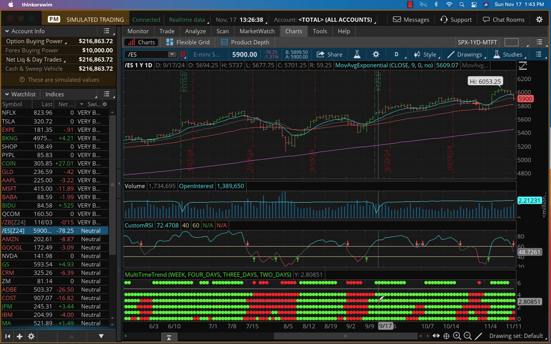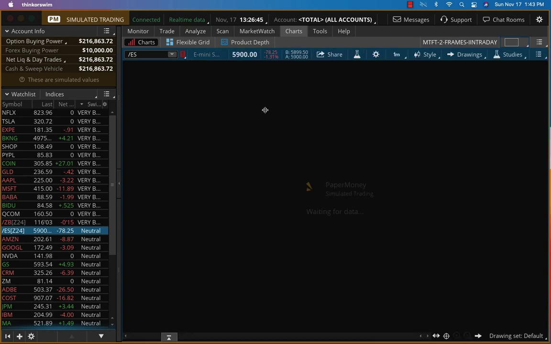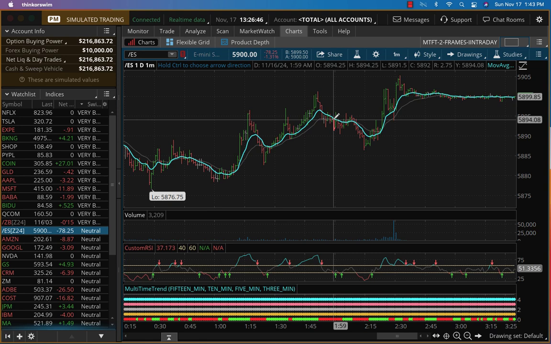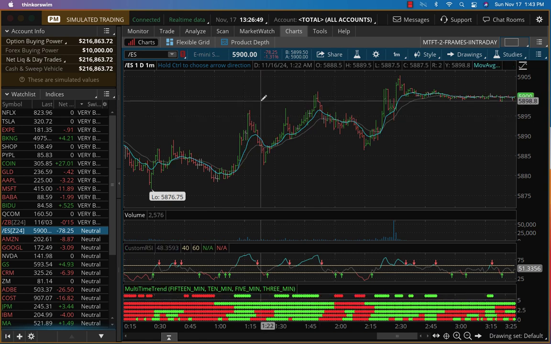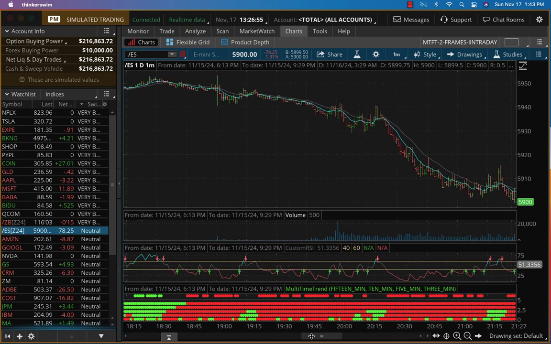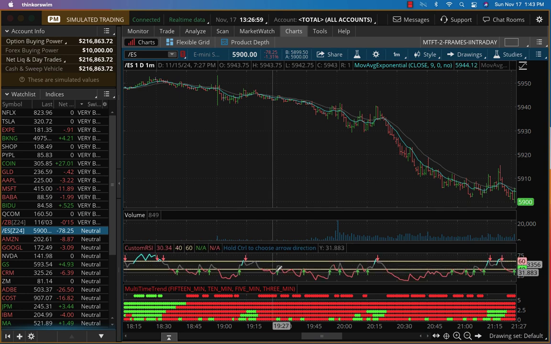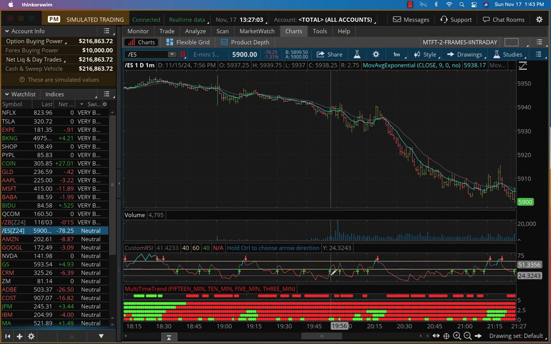Now, the custom RSI also works in an intraday environment. So if we go into an intraday environment, which is a 1-minute chart, and if you're looking at the S&P futures here, let's just start from a little bit before that, and you can see that over here the custom RSI is persistently in the bearish zone. So this is on an intraday basis. So if you were day trading the SPX or the SPY, this is what you would see.